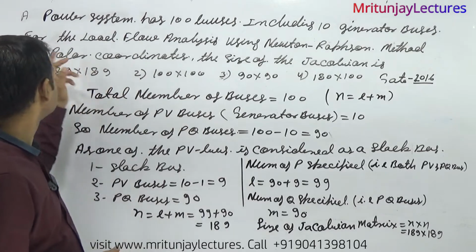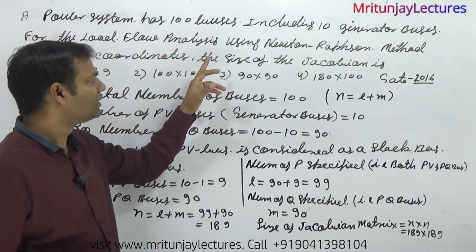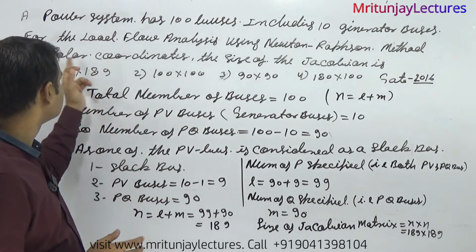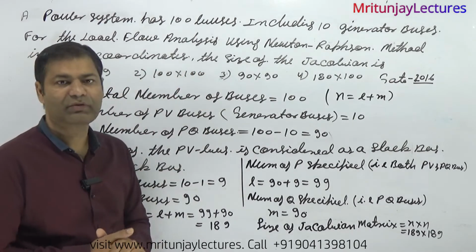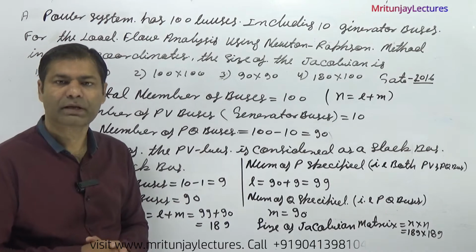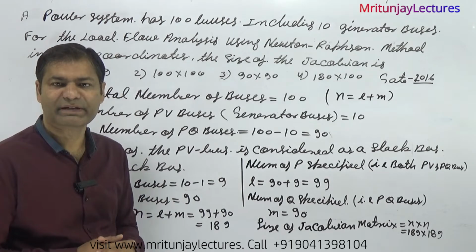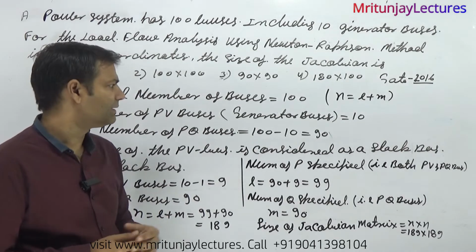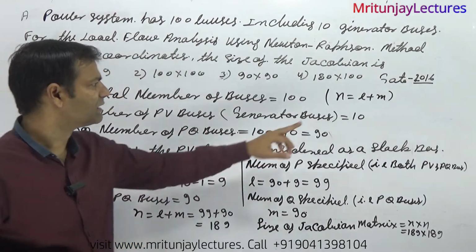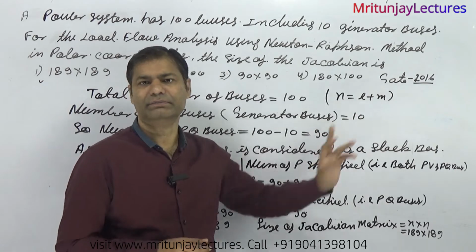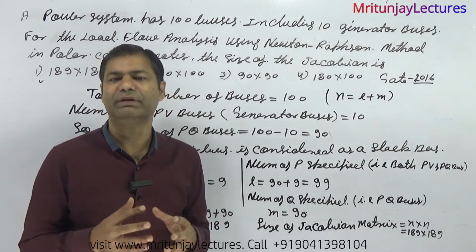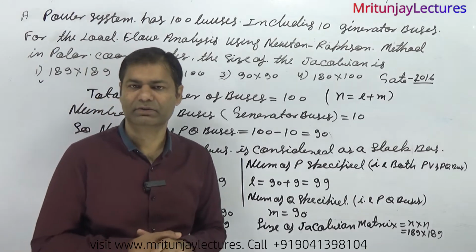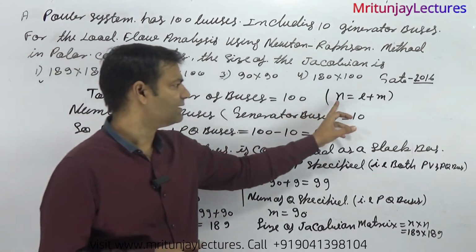Now next one, for the load flow analysis using the Newton Raphson method in polar coordinates, the size of the Jacobian is what we need to determine. The Jacobian matrix is n by n, and n I have already discussed. N is L plus M. So our motto is to determine L and M, then add both, and we get the answer, n by n.